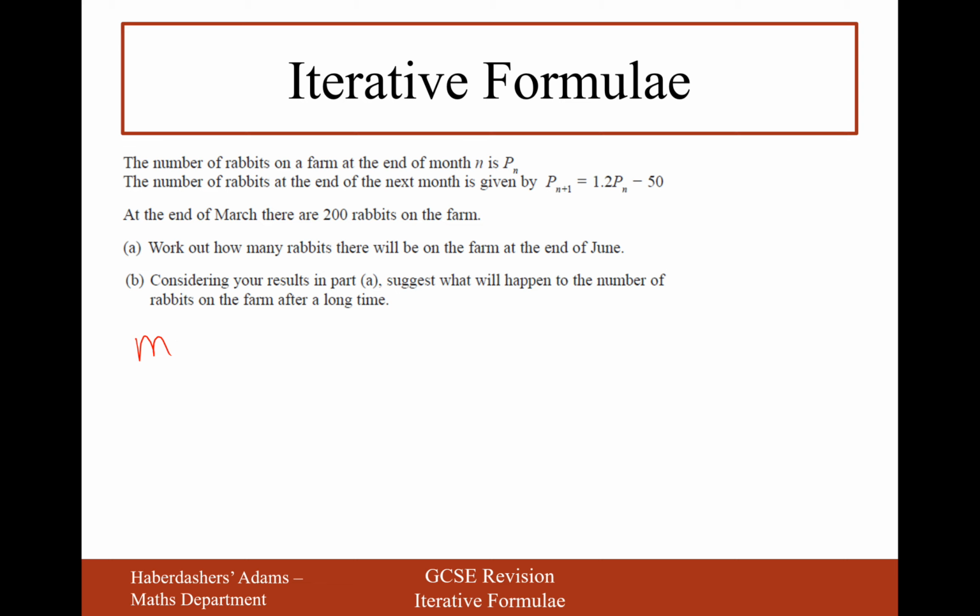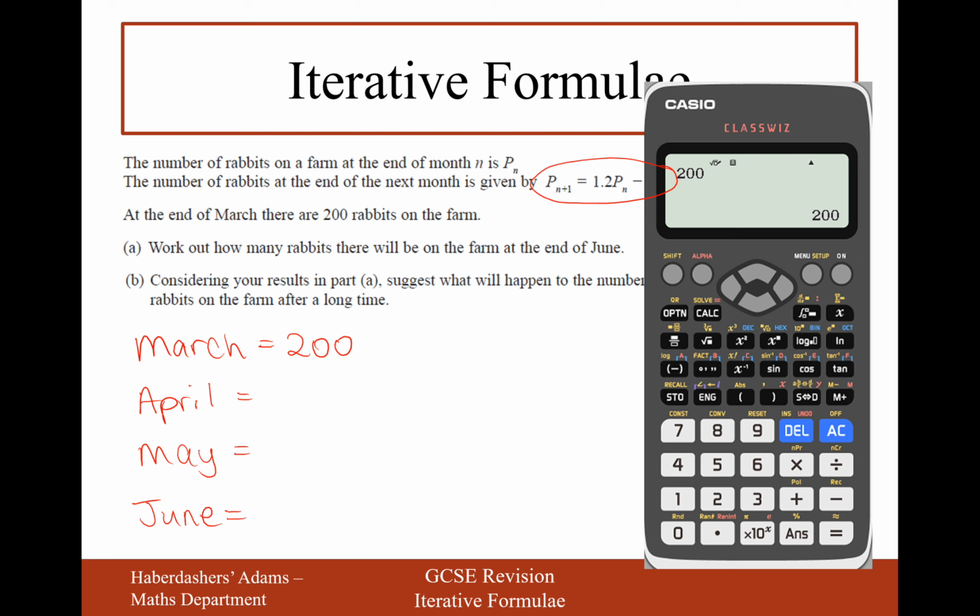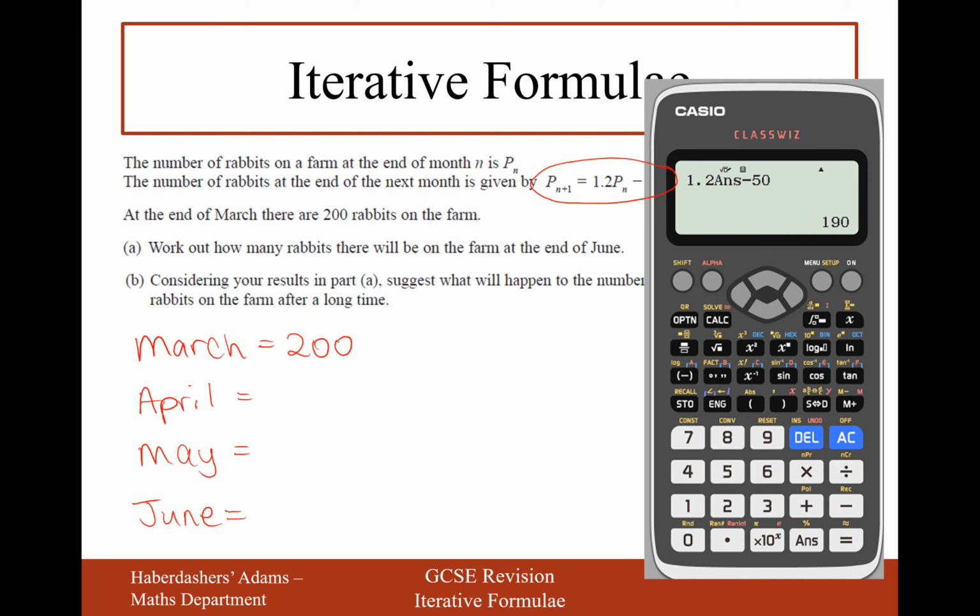Okay, so March will equal 200. And then the next month on from there is April, then it would be May, then it would be June. So for the next one you have to apply this formula here. So it would be 1.2 times the 200 minus 50. Let's let the calculator do it for us. It's 200, and then 1.2 times answer minus 50, which would be 190.